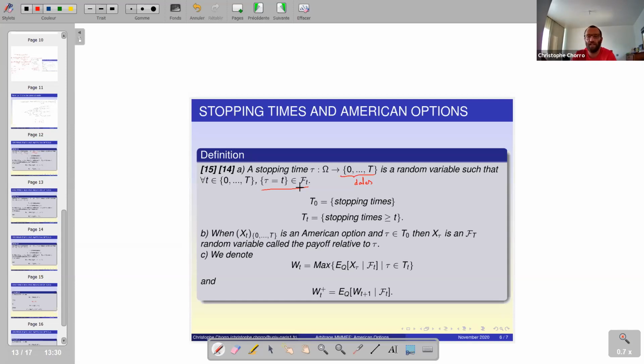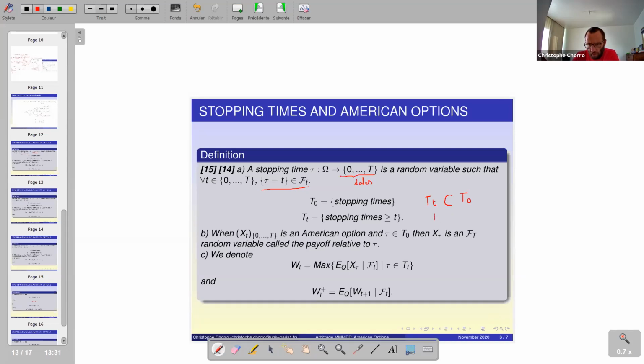Okay, so I denote by capital T zero the set of all the stopping times, and I denote by capital T of small t the set of the stopping times that are greater than t. And of course, with my notation here, if you are a stopping time greater than t, you are, of course, a stopping time.